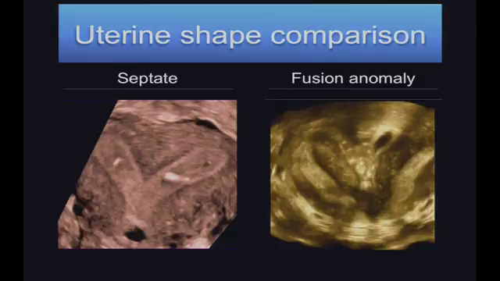So just as a review, we can see the difference between the spectrum of the septate uterus and the fusion anomaly, where we see pretty much a smooth contour, although we do in this case have a little bit of an undulation with a septum, as opposed to two separate uterine horns in the fusion anomaly.